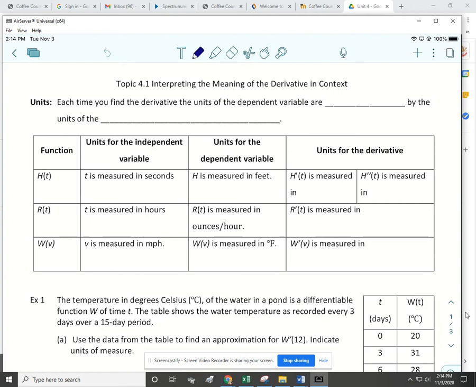on the units. So one thing that I find really helpful is this first statement, that each time you find the derivative, the units of the dependent variable are divided by the independent variable.